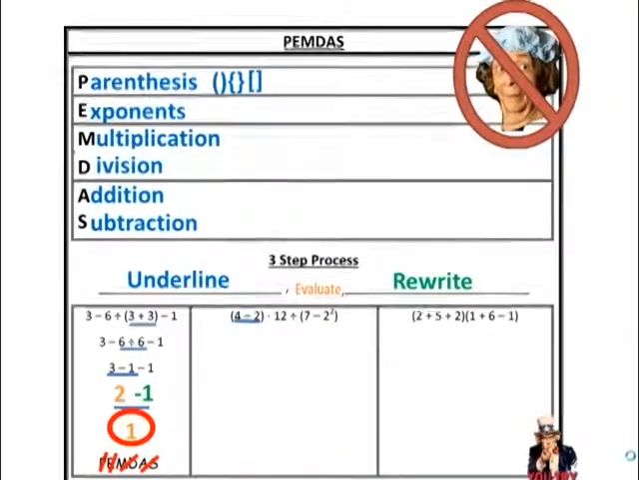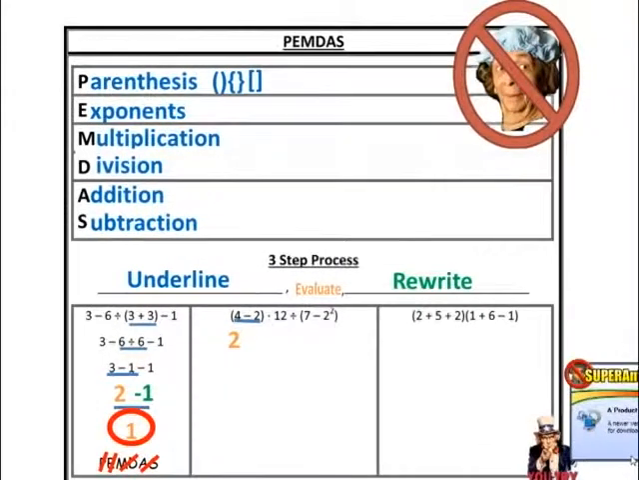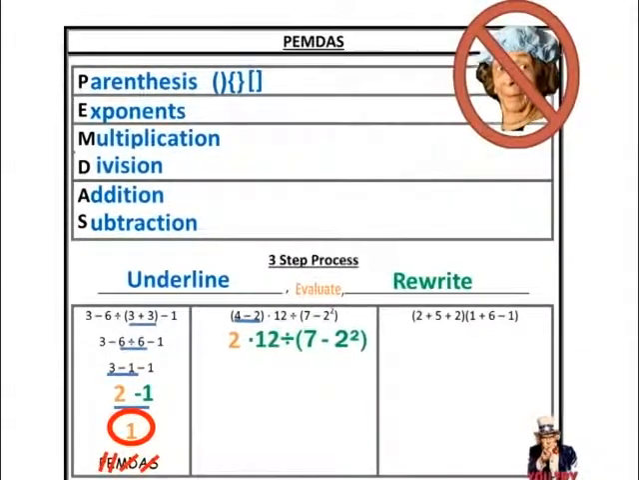4 minus 2 is 2. Everything that wasn't underlined, everything that didn't calculate comes straight down. Now those parentheses are done. I don't need those parentheses anymore, so I can get rid of them in my order of operations. Now I'm going to look. I have one set of parentheses done. I still have another one. Now that set of parentheses has a lot going on.